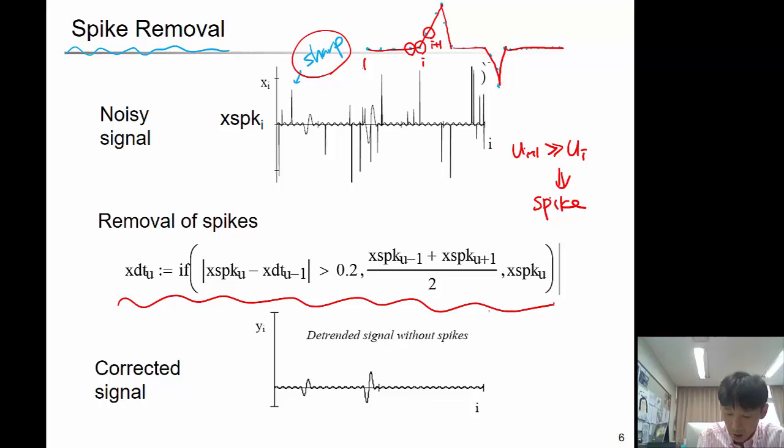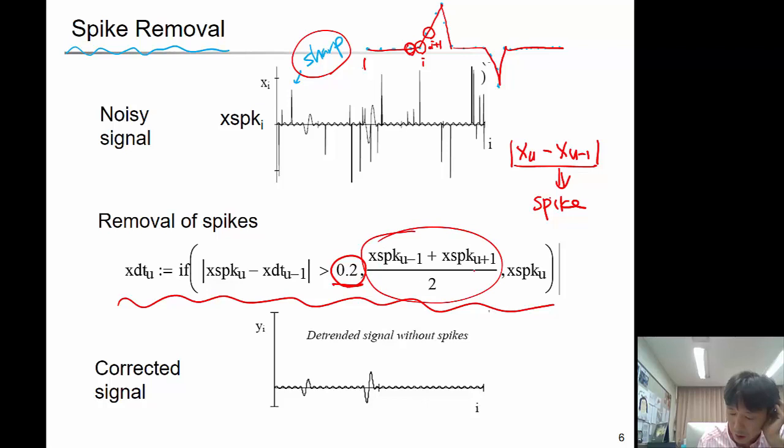If x i minus x i minus 1, and the absolute value of this one, because the spike can be negative, is bigger than some value, it doesn't have to be 0.2, this is just an arbitrary number chosen, then you can choose this one and this one and get the average of it.